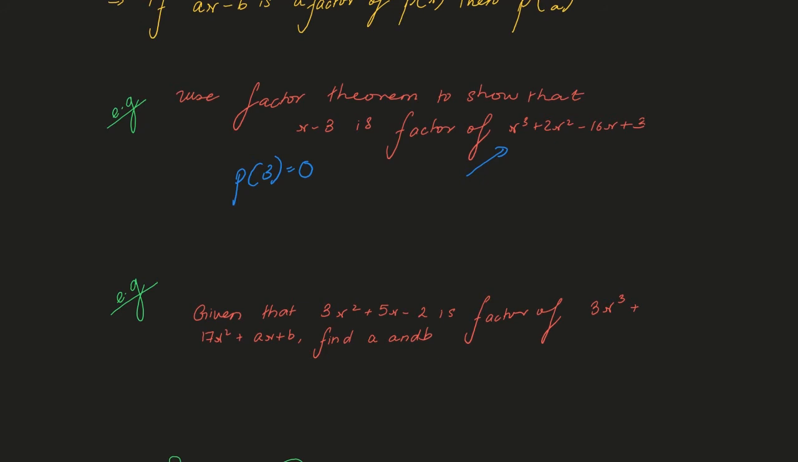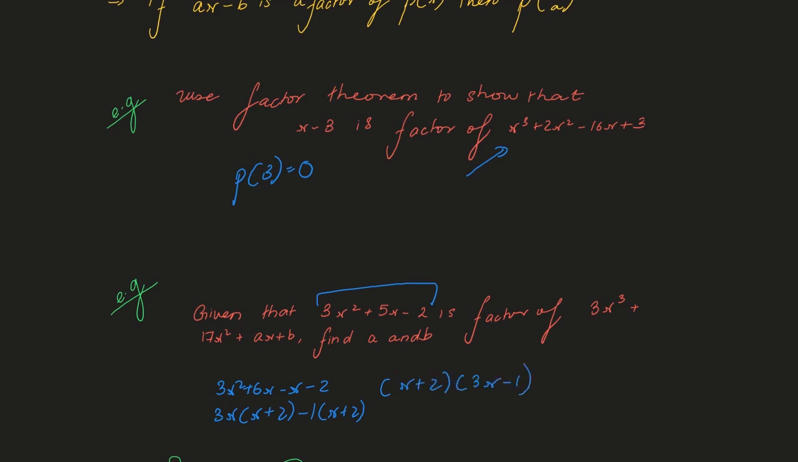Now we get another question over here. Given that 3x squared plus 5x minus 2 is a factor of 3x cubed plus 17x squared plus ax plus b, find a and b. So this is a pretty interesting question. Let's factorize this quadratic first of all. 3 times 2 is 6, so 3x squared plus 6x minus x minus 2, which is 3x(x plus 2) minus 1(x plus 2). So if we factorize this completely, we get (x plus 2) and (3x minus 1).